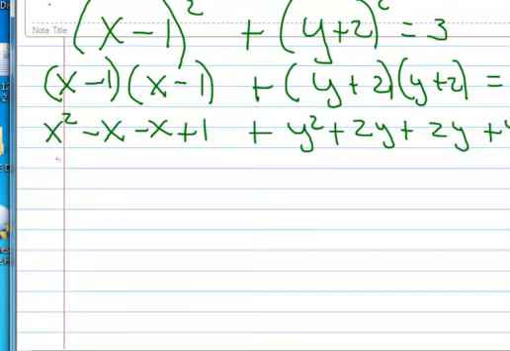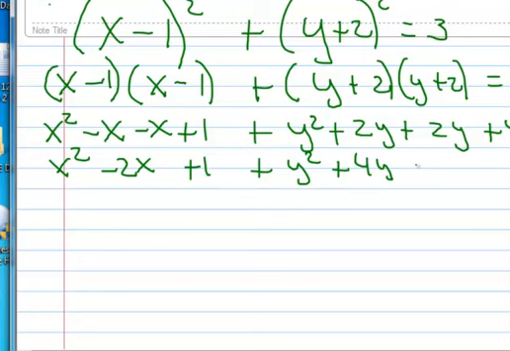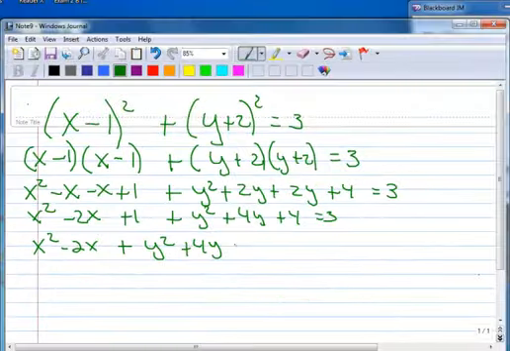Now we can combine some like terms. Minus x minus another x, well, that's minus 2x. 2y plus 2y, that's a total of 4y. And so now I've got this plus 1 and plus 4, so let's go ahead and combine those. So 1 plus 4 is 5.